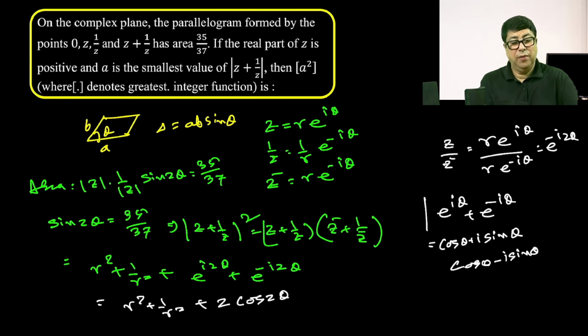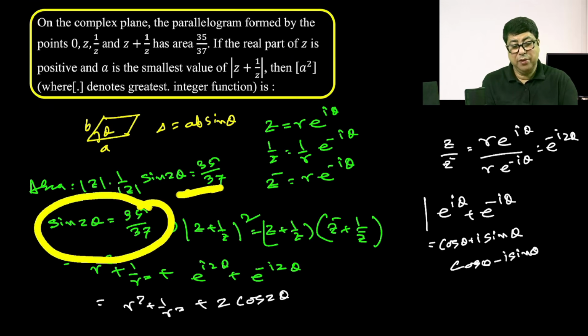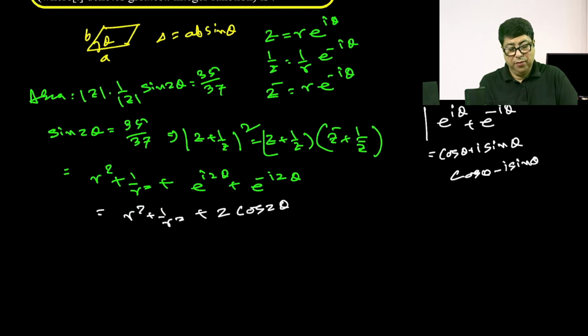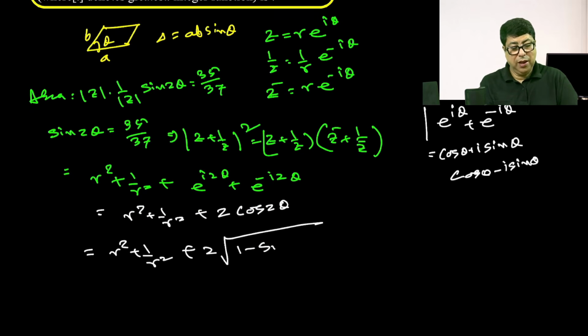So now what we'll do, sin theta is given to be 35 by 37 here. Now we have to find the cos 2 theta. What we'll do here, that is r square plus 1 by r square plus 2 root over 1 minus sin square 2 theta. And we can write here r square plus 1 by r square.